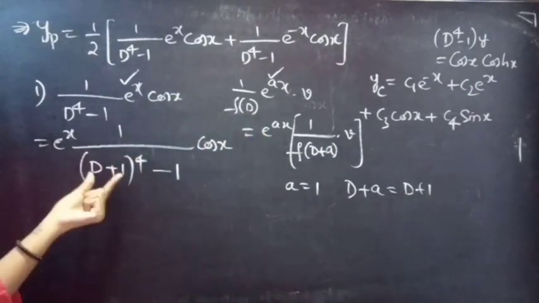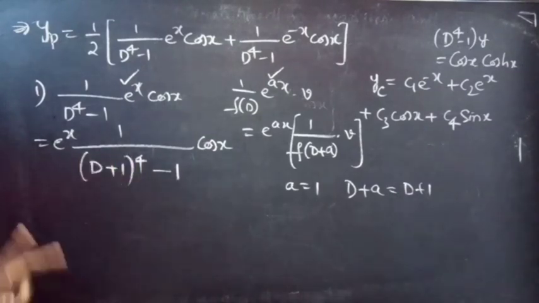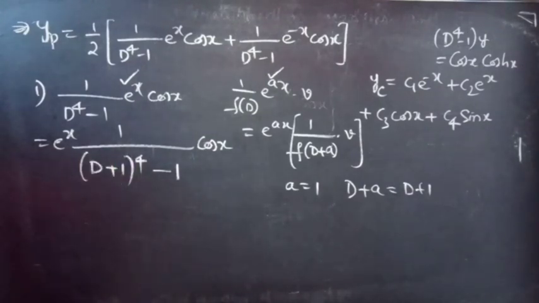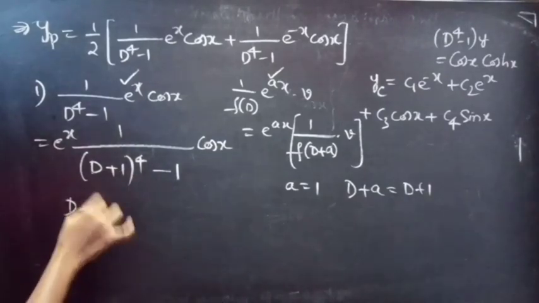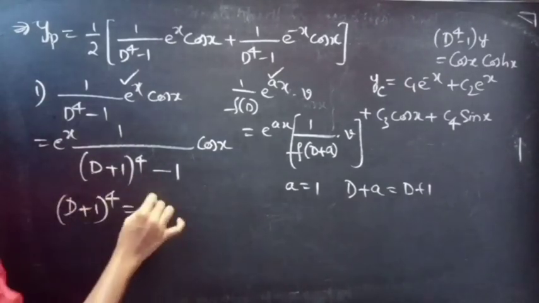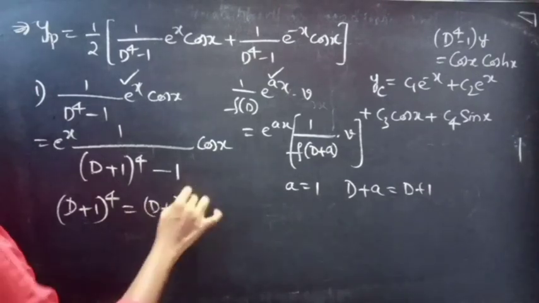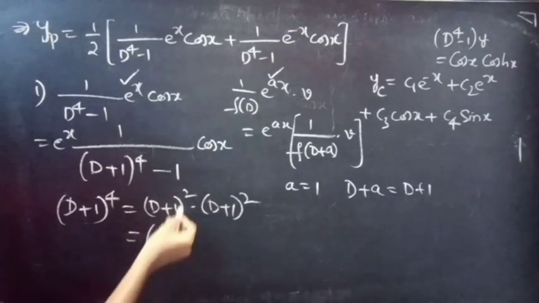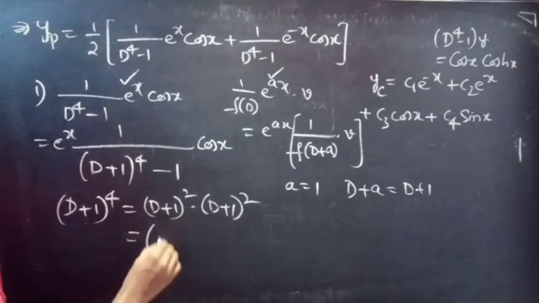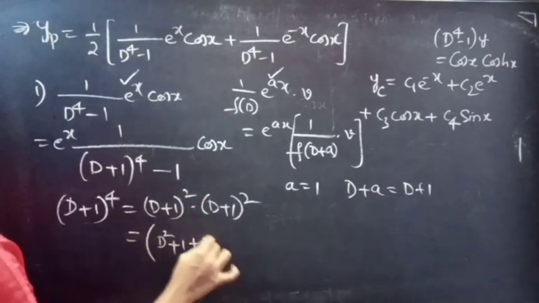Now we need to expand d plus 1 whole power 4. I'll show you two ways to find d plus 1 whole power 4. We can write d plus 1 whole power 4 as d plus 1 whole square into d plus 1 whole square, and we know the expansion of d plus 1 whole square, right? It's easy: d square plus 1 plus 2d.